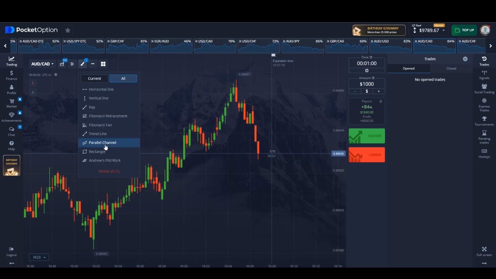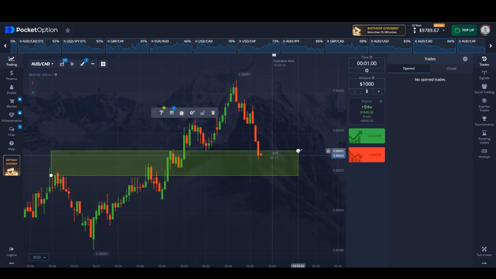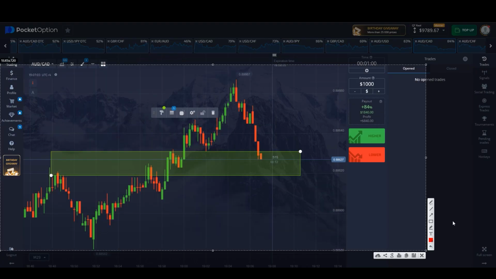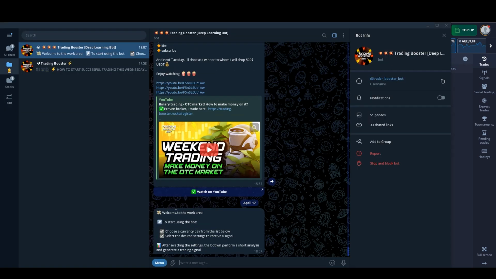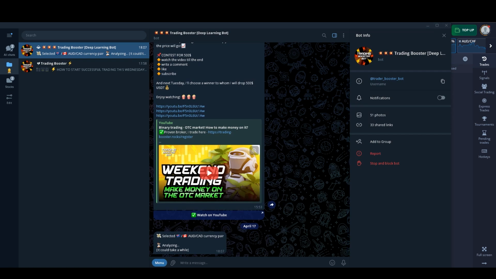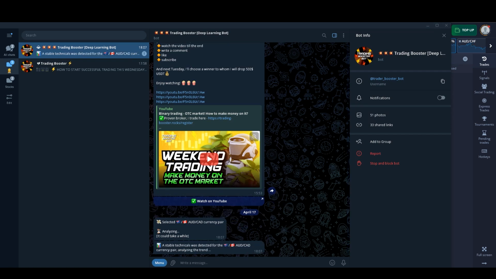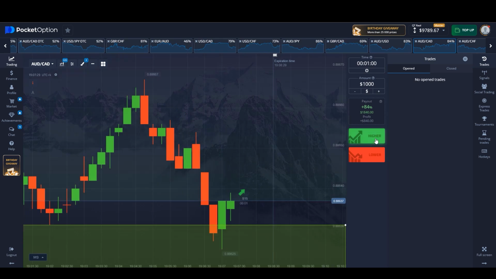Australian and Canadian dollar, I see that there is a good level where the price constantly got a reaction, and I see exactly by these touches, the first touch, the second touch, the third touch, and now the fourth time the price came here. What will happen to the price? Let's ask the booster bot. I get a new signal. I choose AUD CAD, and the expiry time is 1 minute. I get a buy signal, so there will be a bounce from this level.